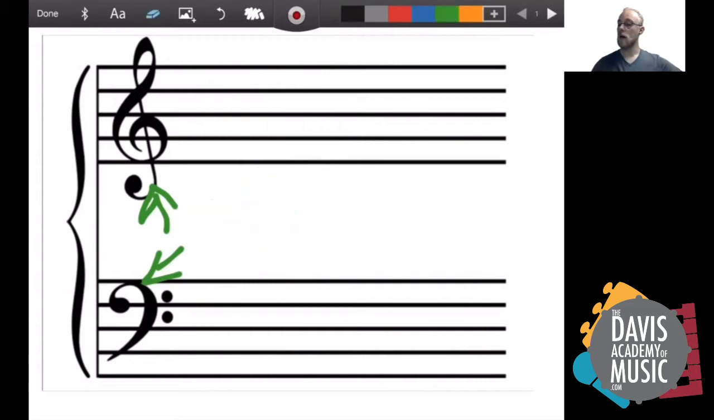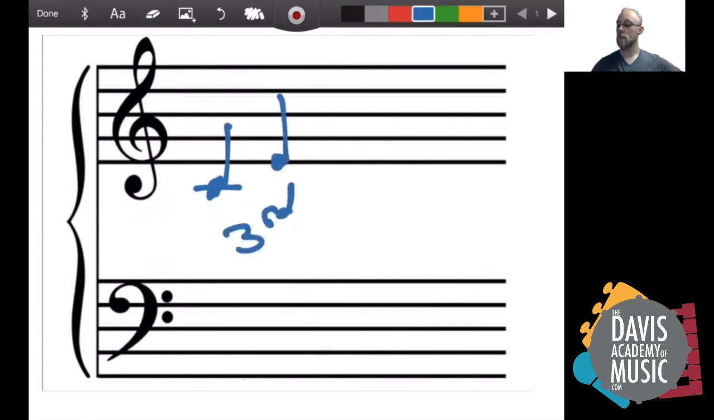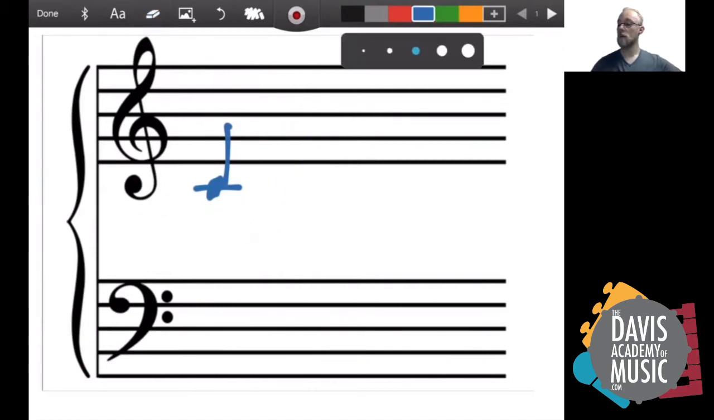Now, if we use our same C down here on a ledger line, then we go from this line to this line, skipping the space. We're going to call that a third. And eventually, as we modify the second note, up to this F is going to be a fourth.